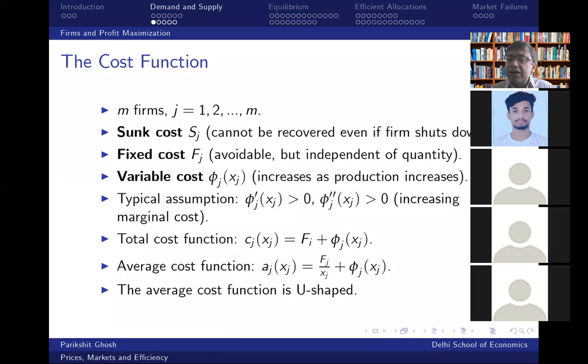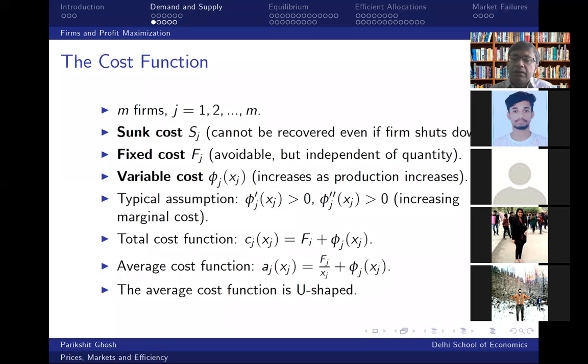Okay, so somebody had a question. Right? This is the right time to ask the question. Anybody? Somebody was asking a question about sunk versus fixed cost. Yes, Kadika, go ahead.